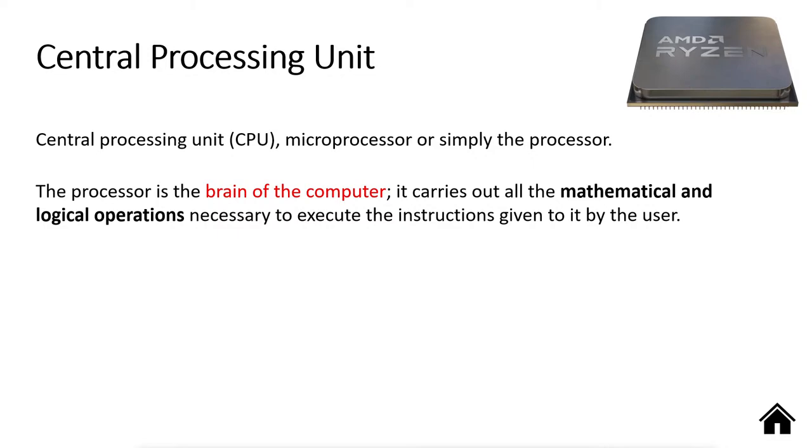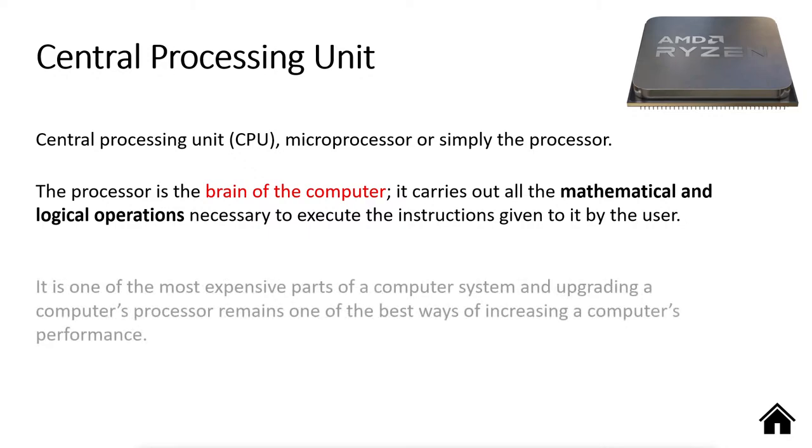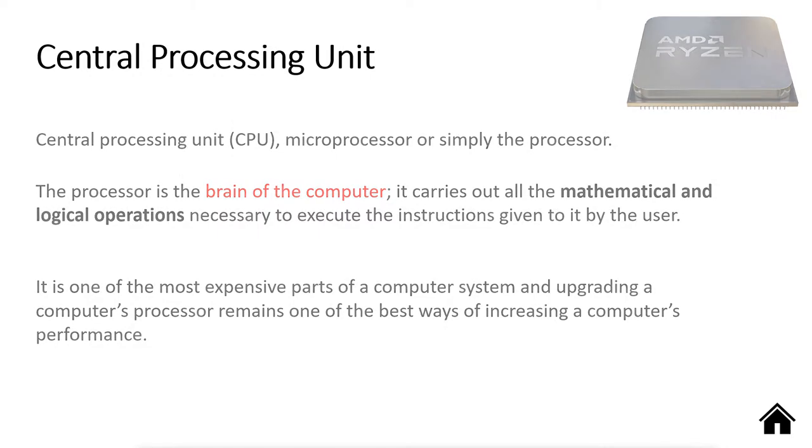So the CPU is one of the most expensive parts of a computer, and upgrading it is quite expensive. However, it is one of the best upgrades that you can possibly do. Students will normally go for an upgrade of RAM and things like that, which is fine. But in order to really get the performance, you would invest in a new processor.